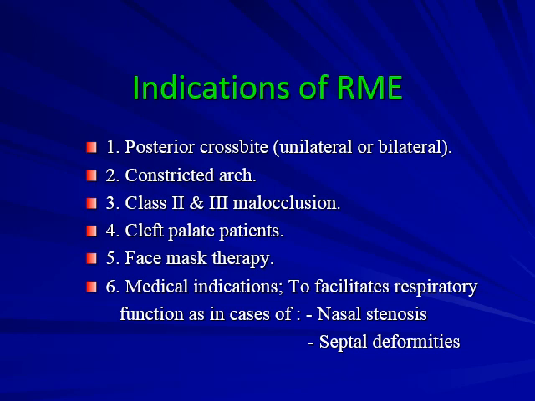Rapid maxillary expansion is indicated in posterior crossbite cases and constricted arches found in class 2 and class 3 malocclusions, also found in cleft palate patients. It is indicated when class 3 patients undergo face mask therapy, also indicated when the respiratory function is impaired, as in cases with nasal stenosis and septal deformities, as expansion makes respiration easier.